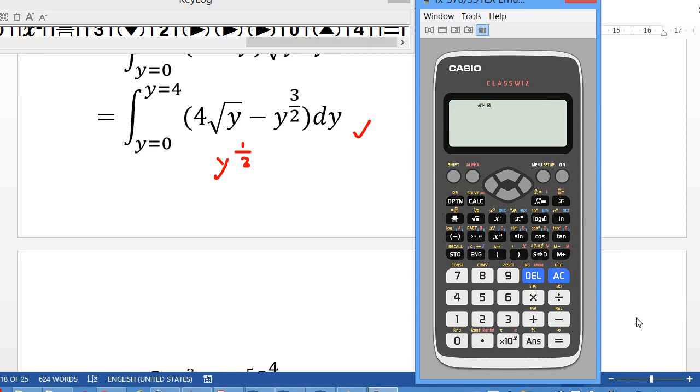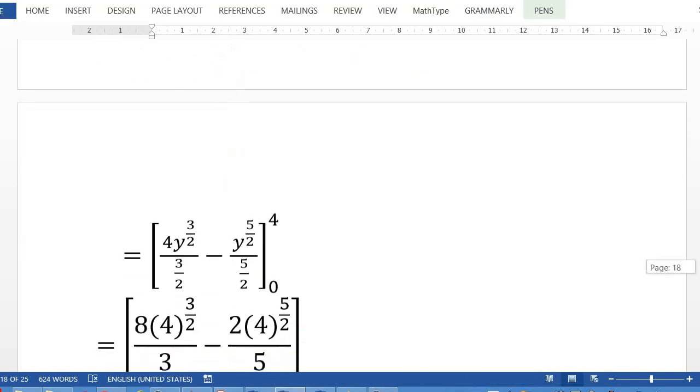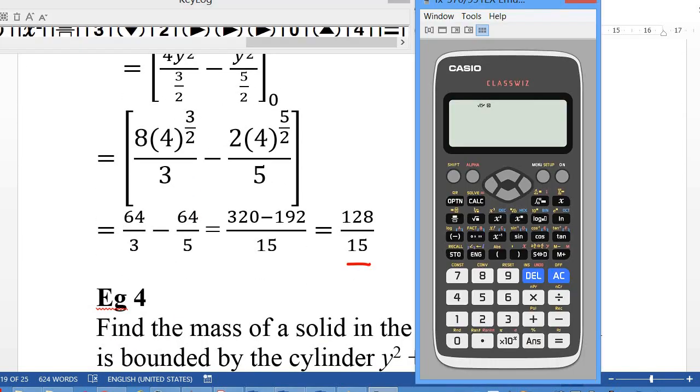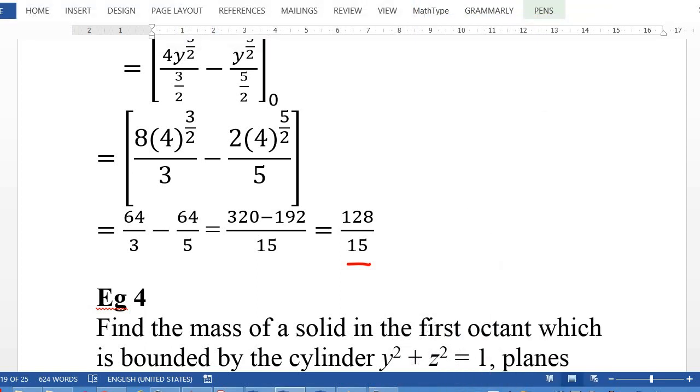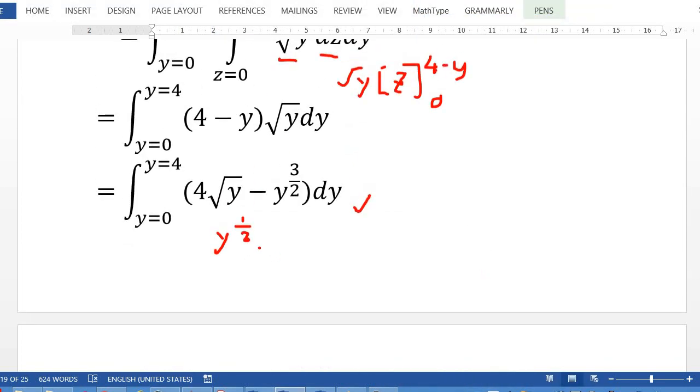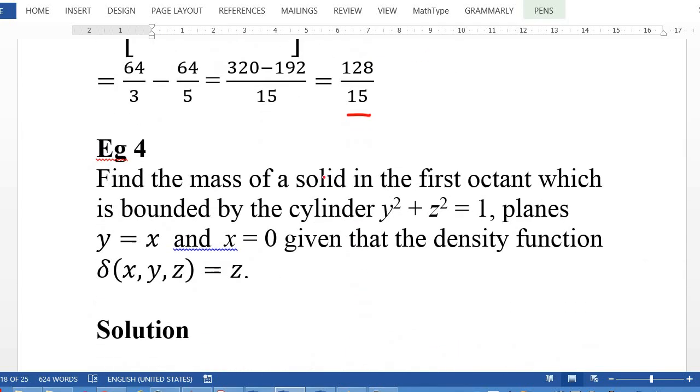It will take some time. Okay. 8.5333. You check whether this is the same: 128 over 15, 8.53. Same. So in the exam, until this step, you can also use your scientific calculator to obtain the answer.